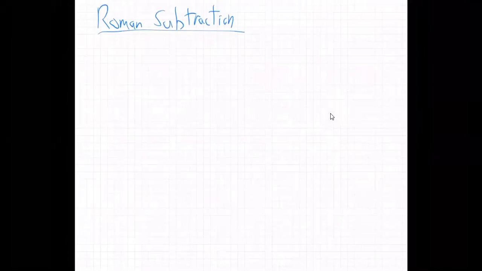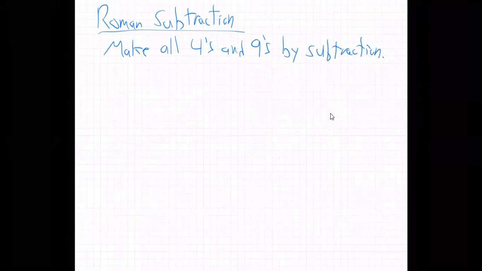Basically, you make all 4s and 9s by subtraction. So any 4 or 9 is made by subtraction. So let me give you an example. So what if we wanted to make 1,980, well, here, let's do 48. 1,948.